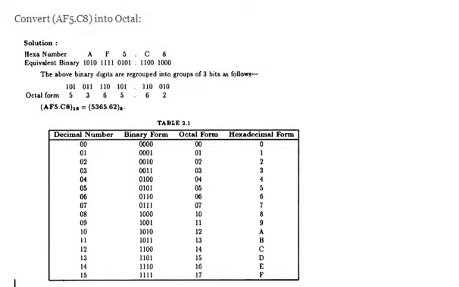And similarly, hexadecimal into octal. Write an equivalent binary and group into 3, as octal is base 8, 2 to the power of 3, and convert it back. You can follow the table if you have any doubts regarding the things here.